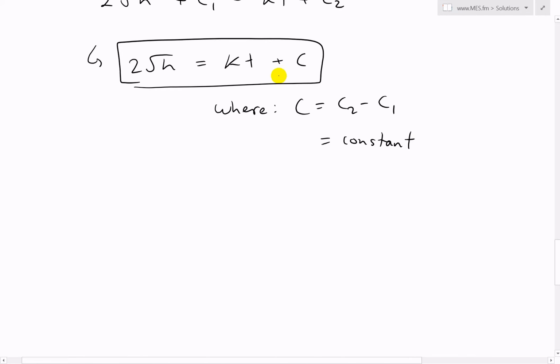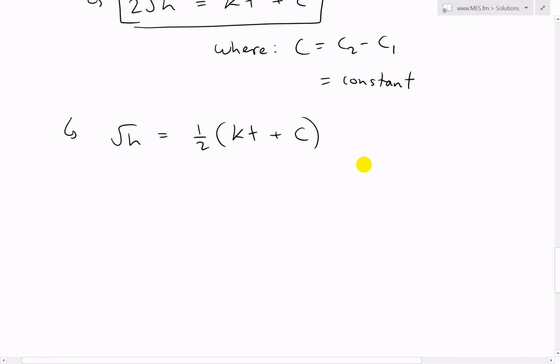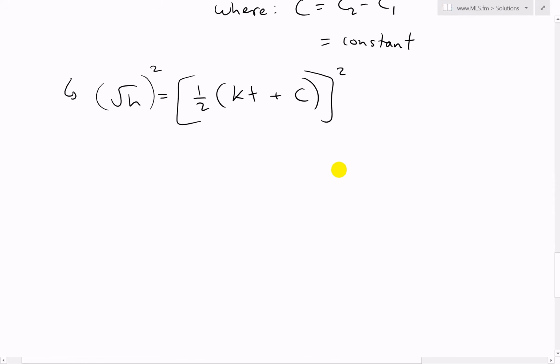Now we can evaluate this further. We could simplify this, dividing by 2 everywhere. So we get the square root of h equals 1/2 times, let's write it like this, kt plus c. And then we take the power of 2 on both sides to get rid of the square root. So what we end up getting is h equals 1/2 squared, that's just 1 over 4, and then kt plus c, and this is all squared.